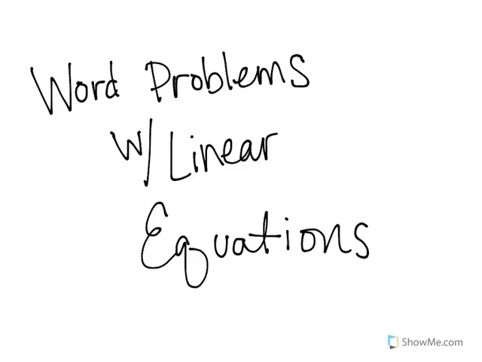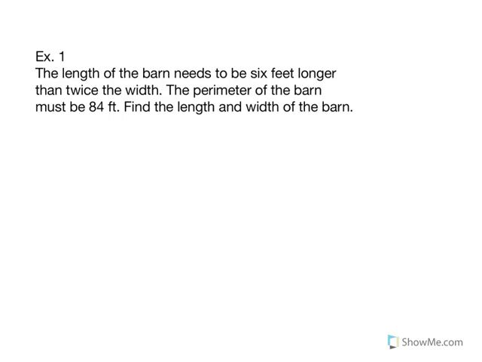Okay, this is word problems with linear equations. Example 1. The length of a barn needs to be 6 feet longer than twice the width. The perimeter of the barn must be 84 feet. Find the length and the width of the barn.